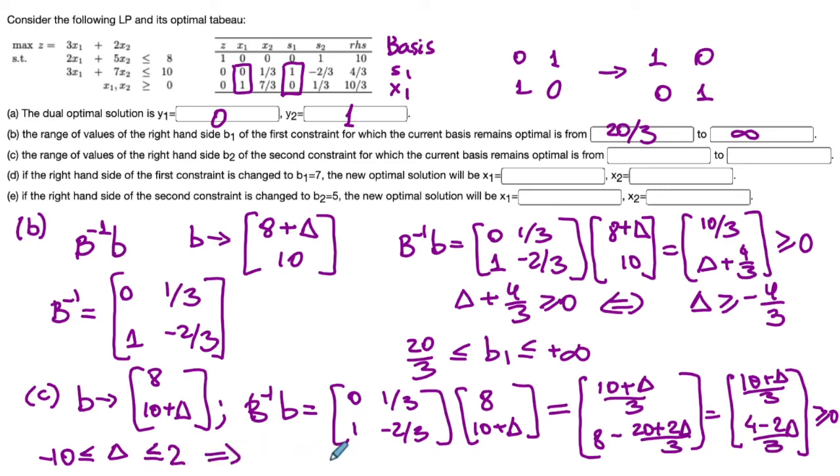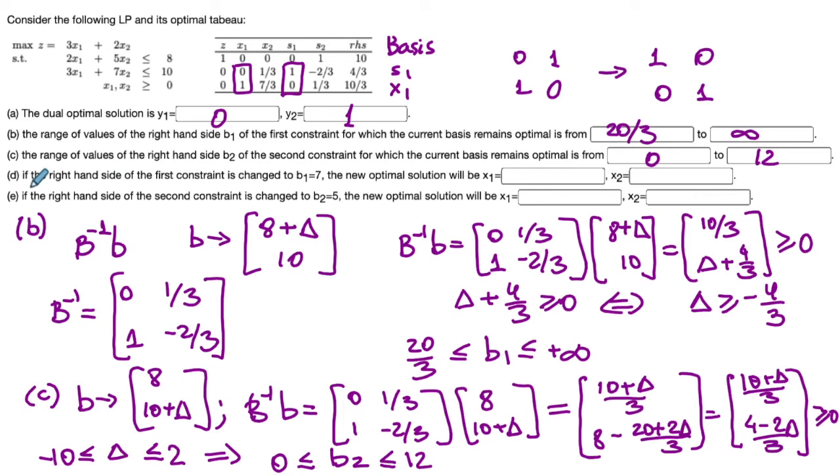So then B2 needs to be added to this range in order to obtain the range for B2. So we have 10 minus 10 is 0. And 10 plus 2 is 12. So B2 must be between 0 and 12. And we obtain this range here. This is our answer for part C.